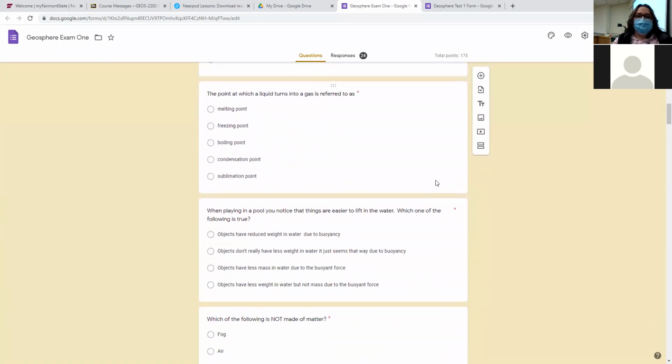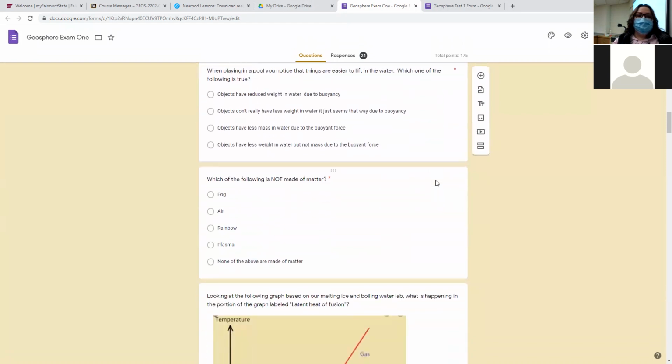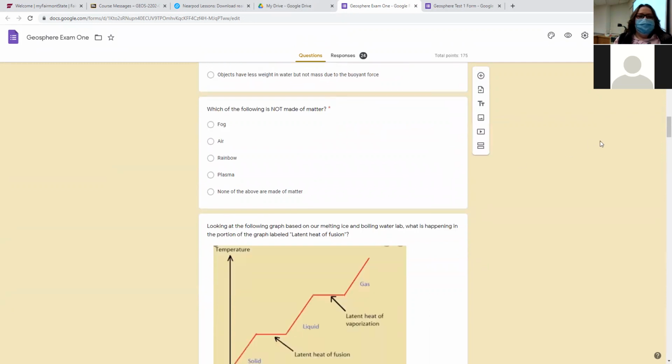Density, buoyancy. If you are in a pool, your weight doesn't actually change. You don't suddenly become, trust me, I would be in a pool all the time. But it feels lighter because buoyancy helps lift you up. What is not made of matter? A rainbow, because it's just bent light.